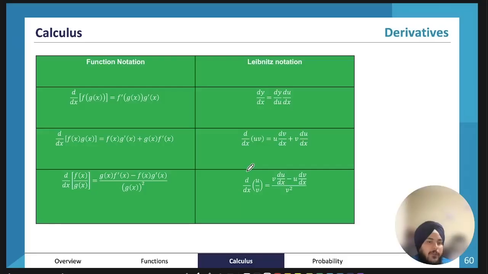Okay, so now let's look at the different rules in a little bit more detail. These are all given in your formula sheet, so you can apply them. You can either use the function notation or the Leibniz notation. I personally like to use the Leibniz notation just because I find it a little bit easier to realize what's happening. This just looks really messy to me. But depending on what type of question you have, you can use either one.